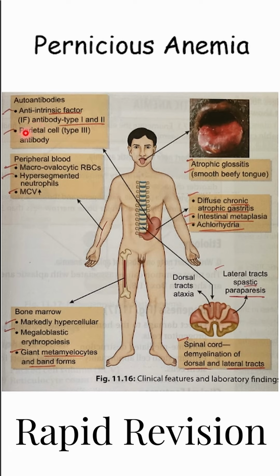Because of this, there is damage to the parietal cells and less secretion of hydrochloric acid. Due to this, there is diffuse chronic atrophic gastritis. Then we also have atrophic glossitis, with a smooth, beefy tongue appearance.